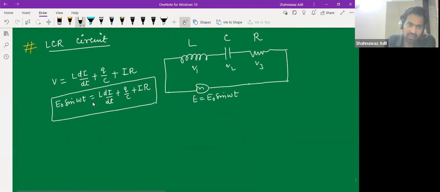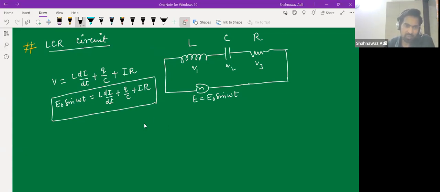So now how can I solve this one? Will there be an easy method to solve this equation? Right, so this is a very difficult equation.